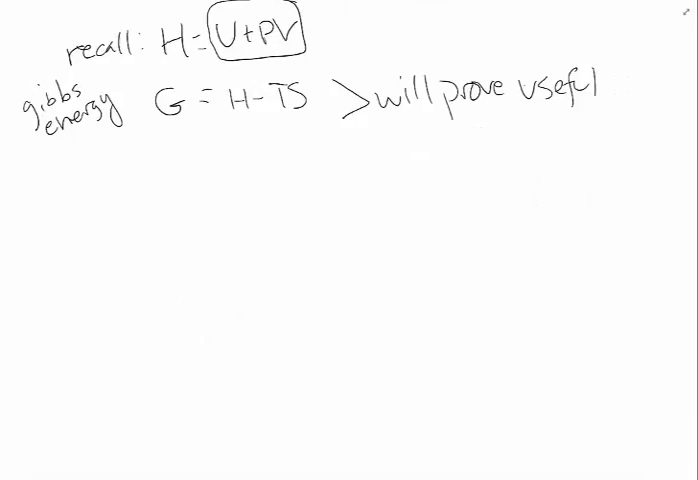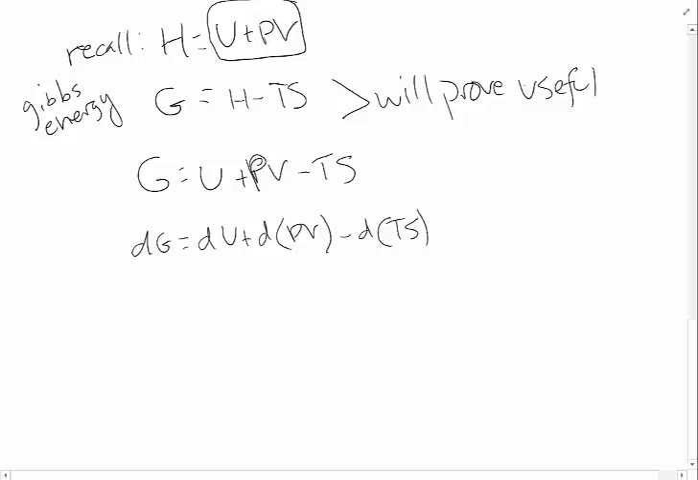All right, so let's look at why Gibbs energy proves useful. First, let's substitute in U plus PV for the enthalpy. Substituting for enthalpy, we get this equation here, U plus PV minus TS. Now we're going to take a differential on it, and we get the following. The differential change in Gibbs energy is equal to the differential change in internal energy, plus the differential change in the pressure volume product, minus the differential change in the temperature entropy product. When we take derivatives, we have to use the product rule. Remember, (UV)' equals U'V plus UV'. So doing that, we're going to get the following expression.